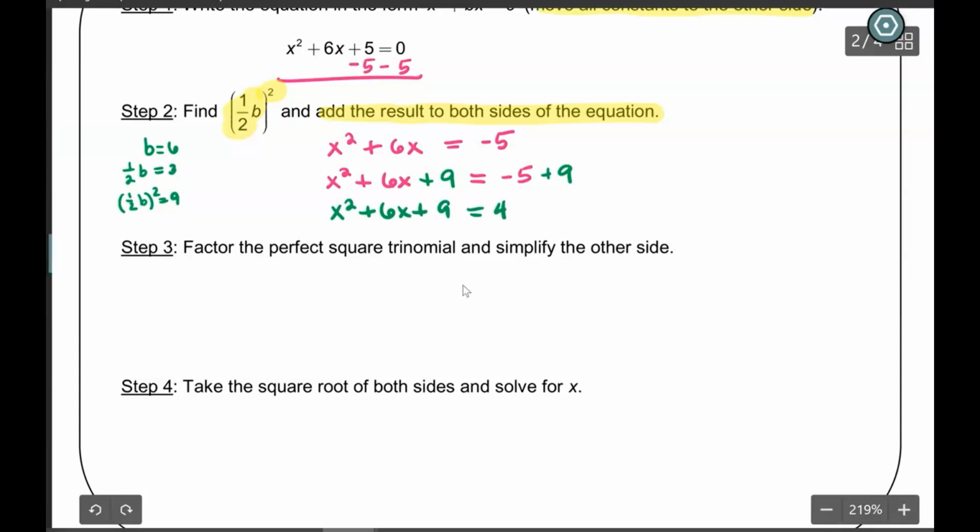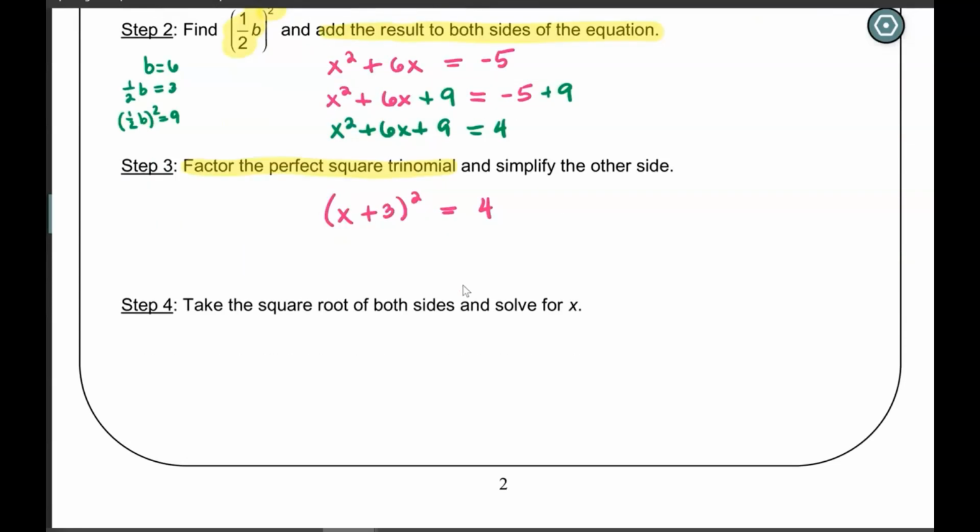Next step, I want to factor the perfect square trinomial and simplify the other side. I actually simplified the other side already. So x squared plus 6x plus 9. The whole point of this was we made it a perfect square trinomial. So that means it will be x plus 3 times x plus 3, or x plus 3 squared. That's step 3.